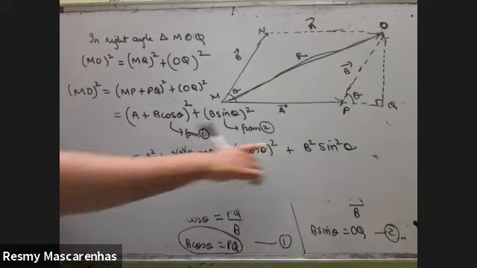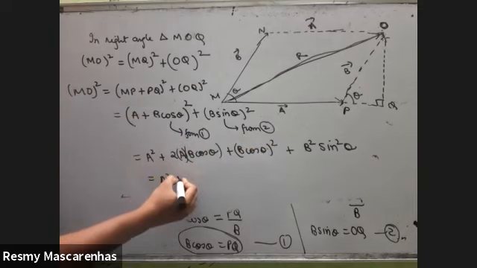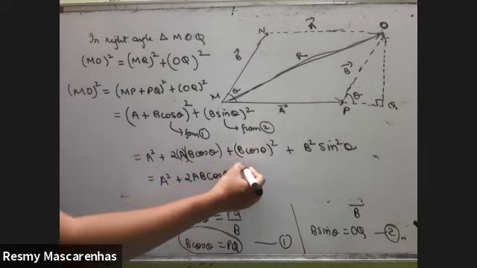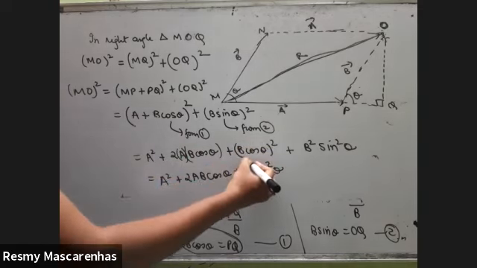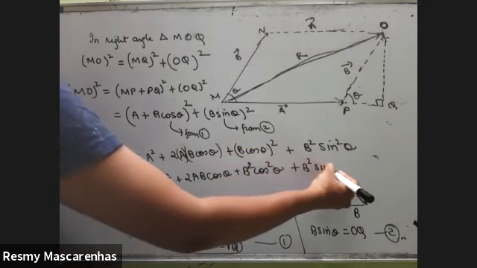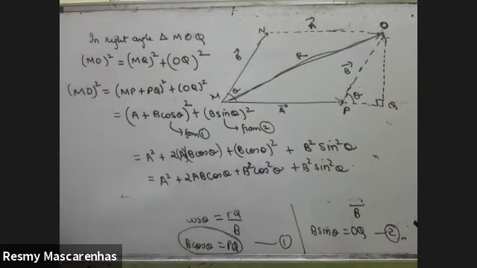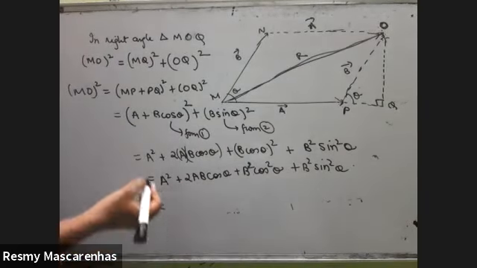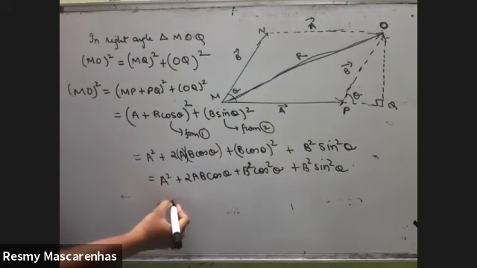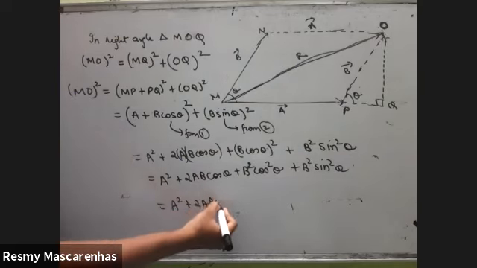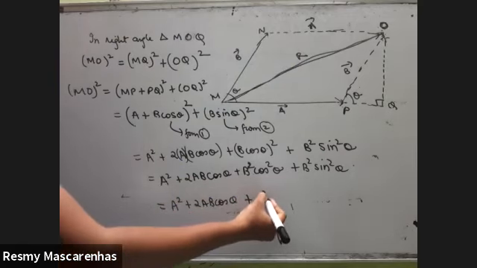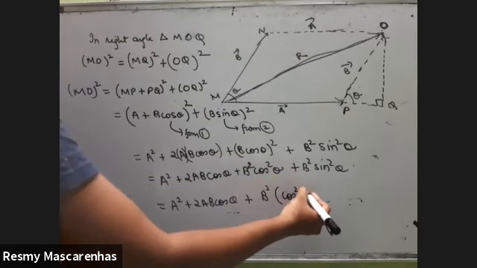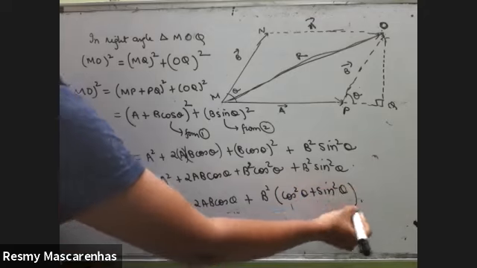Now open up these brackets. So A square plus 2AB cos theta plus B square cos square theta. Now the square will belong to both the terms. Now, A square plus 2AB cos theta plus B square sin square theta. What is common between these two terms? B square is common. We will get cos square theta plus sine square theta.